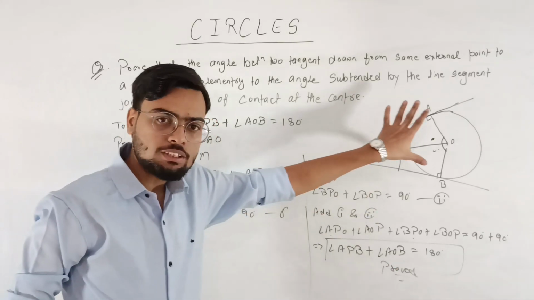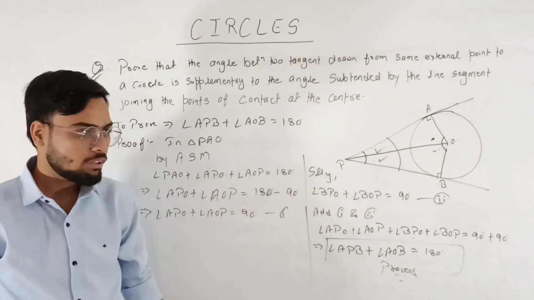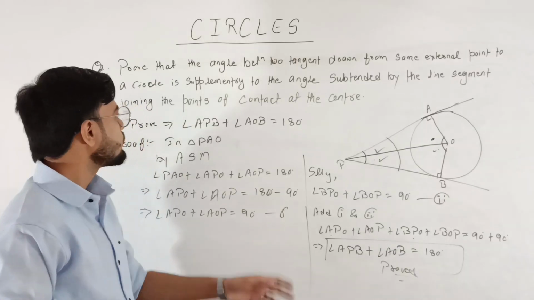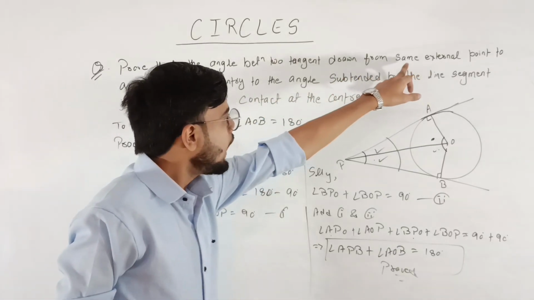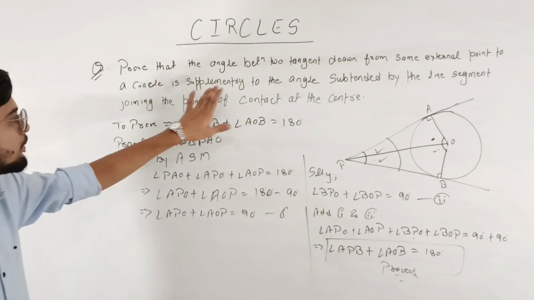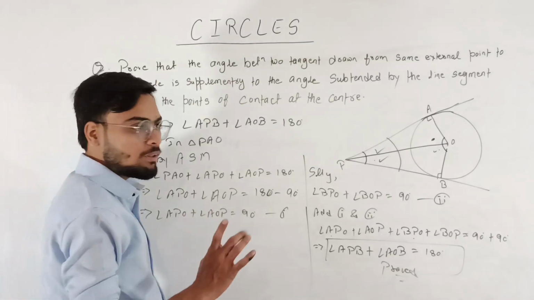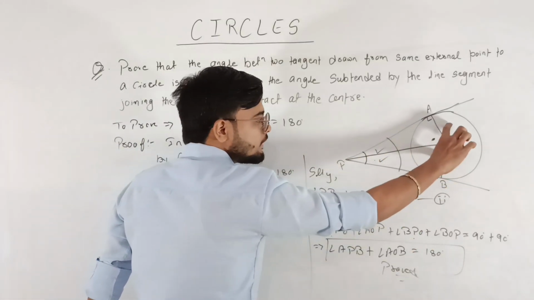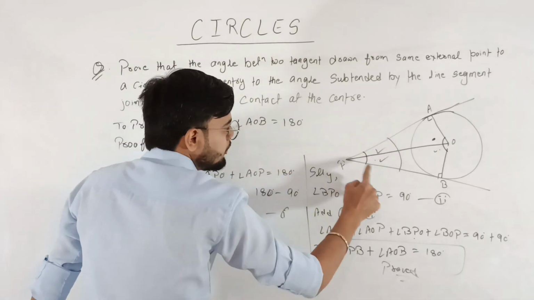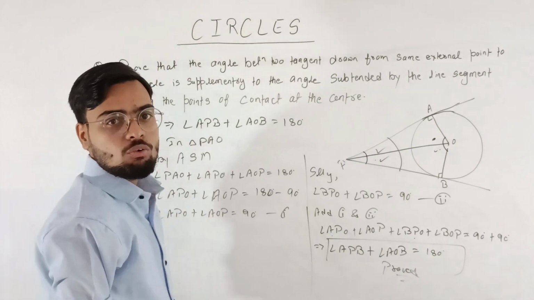The question said that there is a circle with center O and two tangents drawn to this circle from the same external point. Tangents PA and PB are drawn from the same external point P. Then we have to prove that the angle between two tangents drawn from the same external point to a circle is supplementary to the angle subtended by the line segment joining the two points of contact at the center. Which means we have to prove the angle between these two tangents and the angle between these two radii are supplementary, which is angle APB plus angle AOB equals 180 degrees. Supplementary means the sum of two angles is 180 degrees.